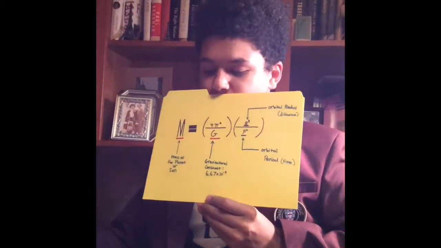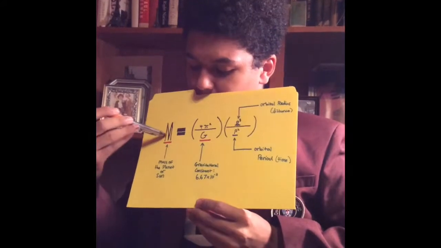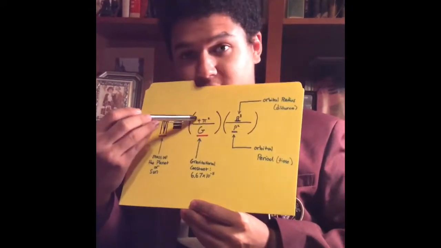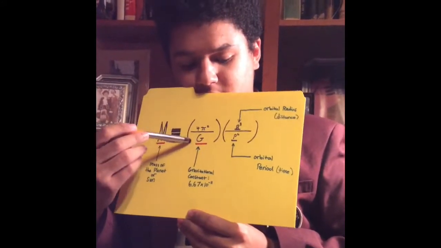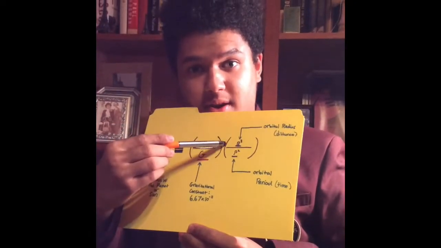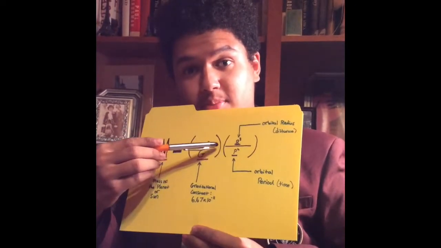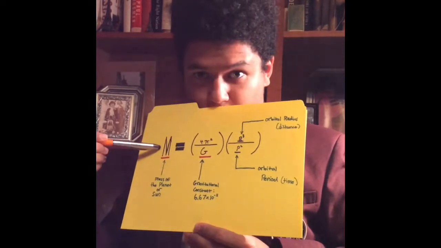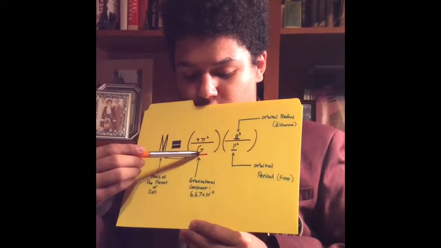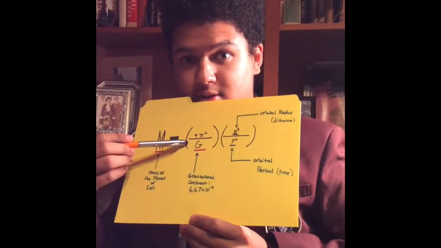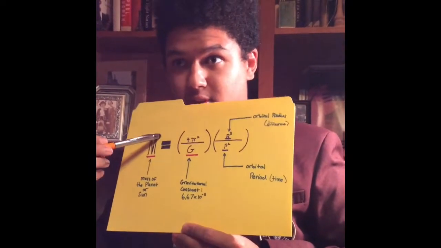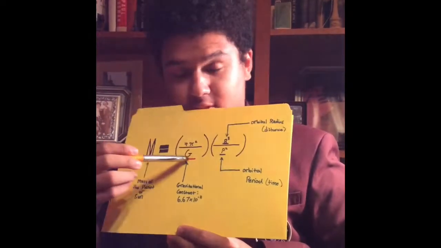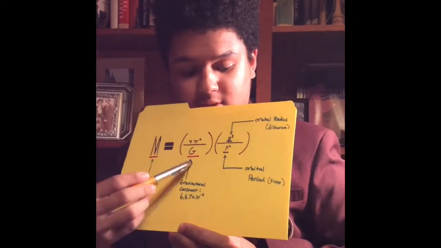The final equation that Newton had come up with was that the mass is equal to 4 pi squared over the gravitational constant multiplied by the orbital radius cubed over the orbital period squared. The m, of course, is the mass, and the g, of course, is the gravitational constant, which is 6.67 times 10 to the negative 11th power. The mass and gravity was given to us by Isaac Newton.